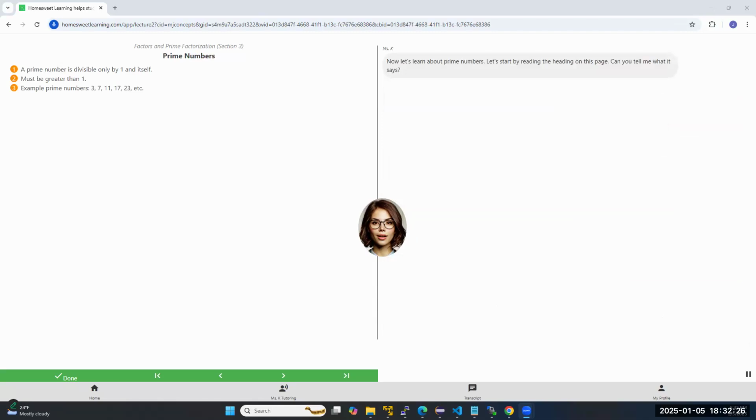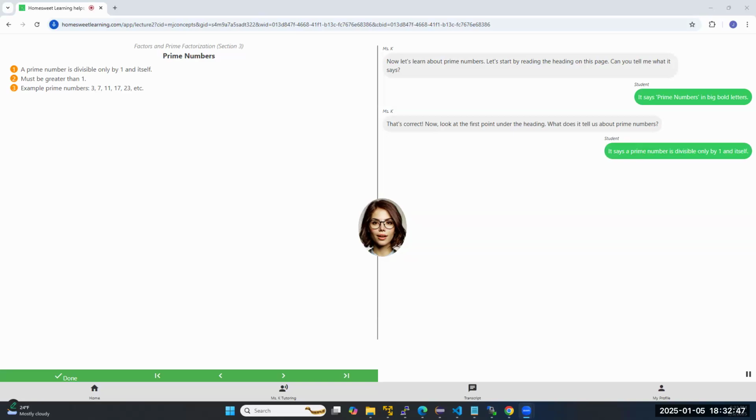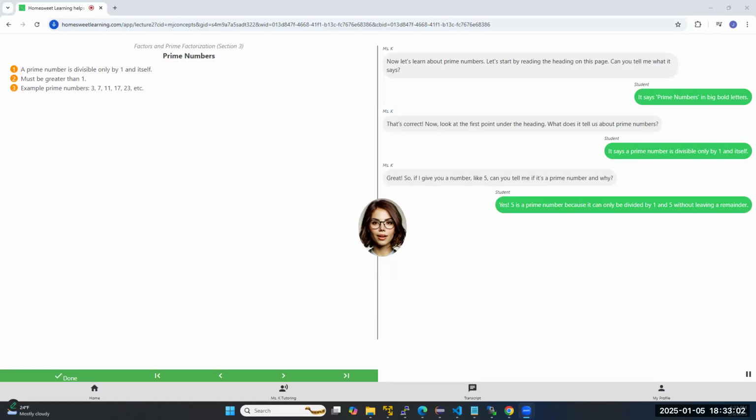Now let's learn about prime numbers. Let's start by reading the heading on this page. Can you tell me what it says? It says, prime numbers, in big bold letters. That's correct. Now, look at the first point under the heading. What does it tell us about prime numbers? It says a prime number is divisible only by 1 and itself. Great. So, if I give you a number, like 5, can you tell me if it's a prime number and why? Yes, 5 is a prime number because it can only be divided by 1 and 5 without leaving a remainder.